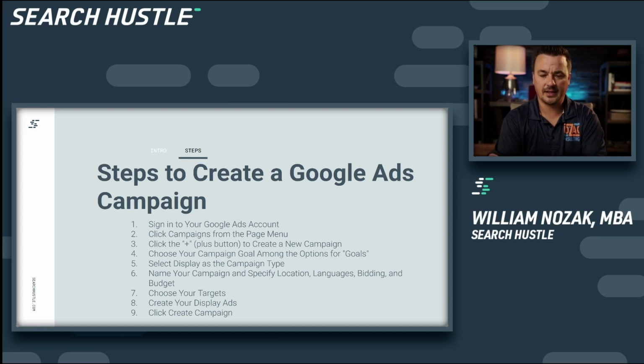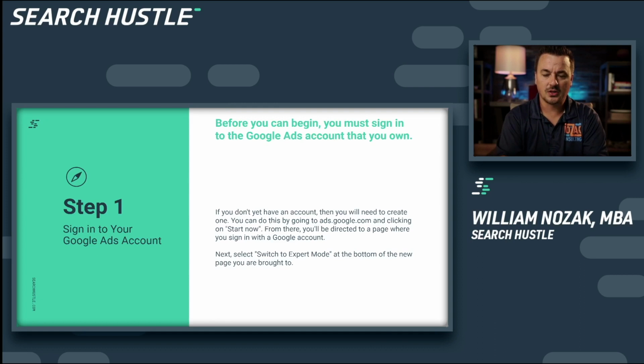Steps to create a Google Ad campaign: 1, sign in; 2, click campaign; 3, click the plus button; 4, choose your campaign goal; 5, select display as the campaign type, because that's what we're talking about here; 6, name your campaign, specify location, language, bidding, and budget, super important; 7, choose your targets; 8, create your display ad; and 9, create your campaign.